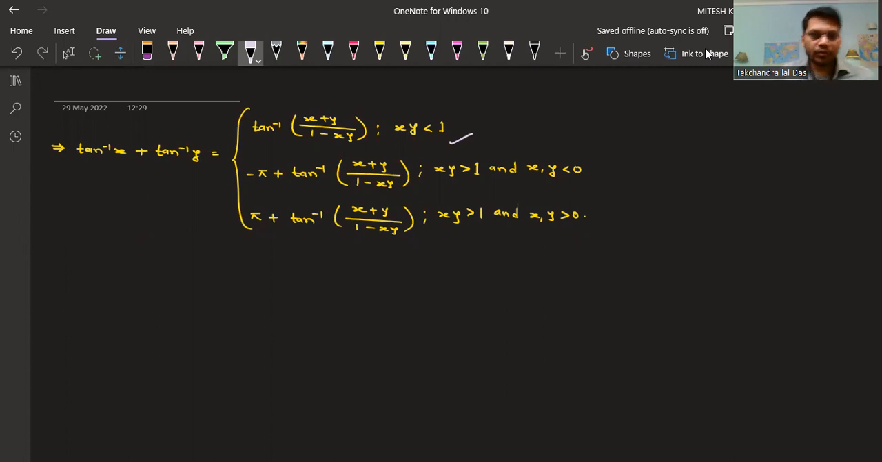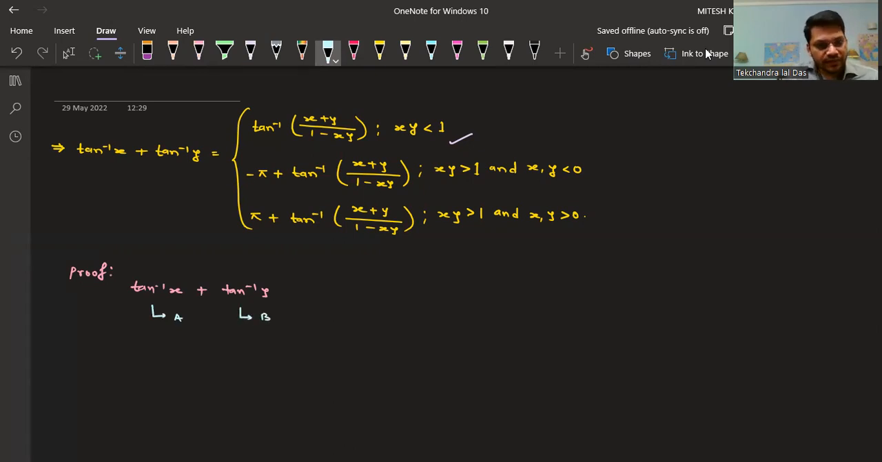So first of all, to prove this formula, here we have tan inverse x plus tan inverse y. What we'll do here, we'll suppose this tan inverse x and tan inverse y to be something. Let's suppose this as a and this as b.